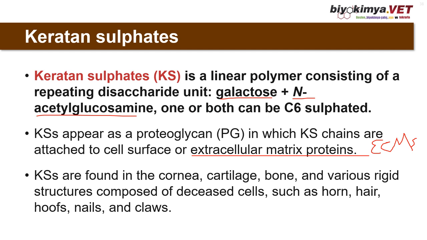Keratan sulfates are commonly found in tissues that require structural rigidity and resilience. They are prominent in the cornea of the eye, where they contribute to the maintenance of transparency and the structural integrity of the tissue. Additionally, keratan sulfates are present in cartilage, bone, and various structures formed from dead cells, such as horn, hair, hooves, nails, and claws.